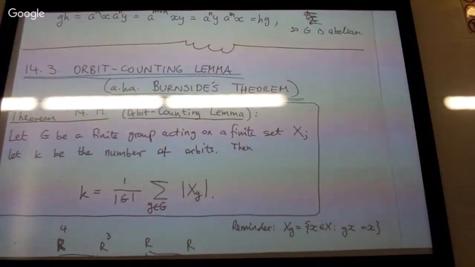Apologies to our viewers online. There's a sunny strip across the board. Those present in the actual lecture have a better screen in front of them.